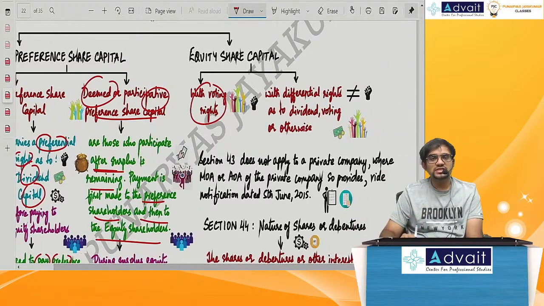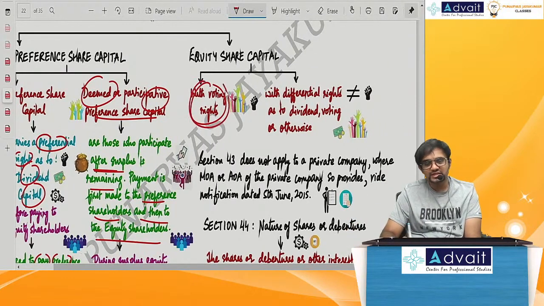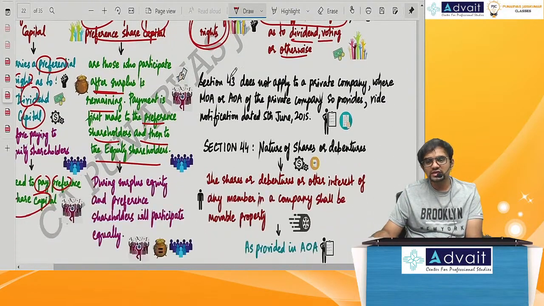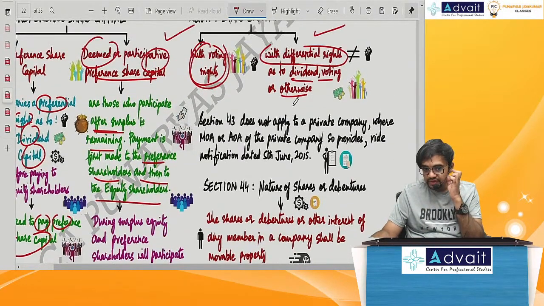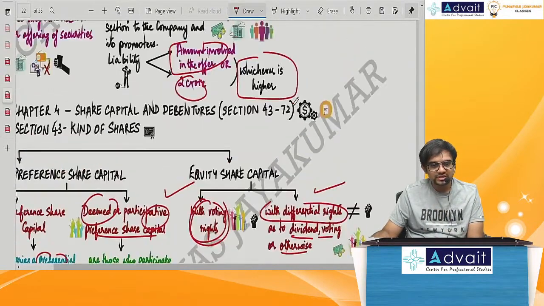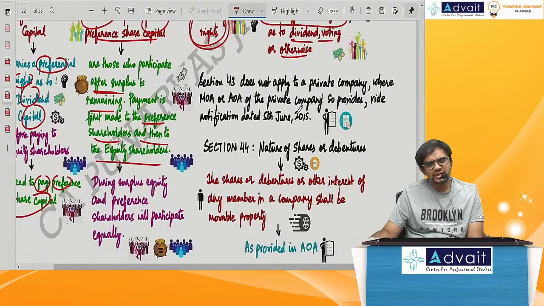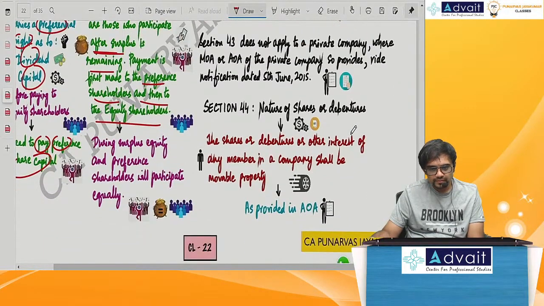As far as equity share capital is concerned, we have one with voting rights and one with differential rights, differential as to dividend, voting or otherwise. So section 43 does not apply to a private company, where the MOA and AOA of the private company may provide otherwise, they can do so. All these provisions on kinds of shares will not apply to a private company. They can have any number of shares, whatever they want, as simple as that.